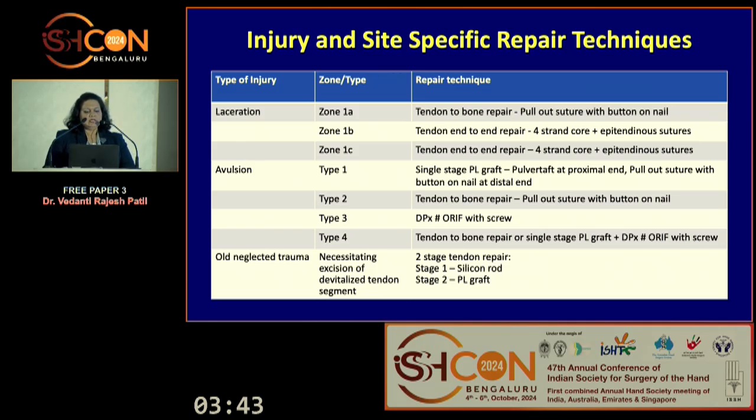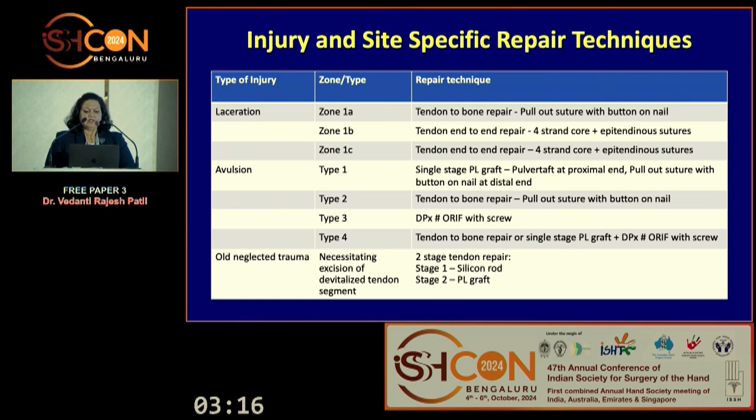So these are the injury and site-specific repair techniques. In laceration zone 1A, we used the tendon to bone repair using the pull-out suture with button-on nail. In zone 1B and 1C, we used a tendon end-to-end repair using the force anchor with epitendinous suture technique. In avulsion type 1, we used a single-stage PL graft with Pulvertaft technique at the proximal end and a pull-out suture with button-on nail at the distal end.